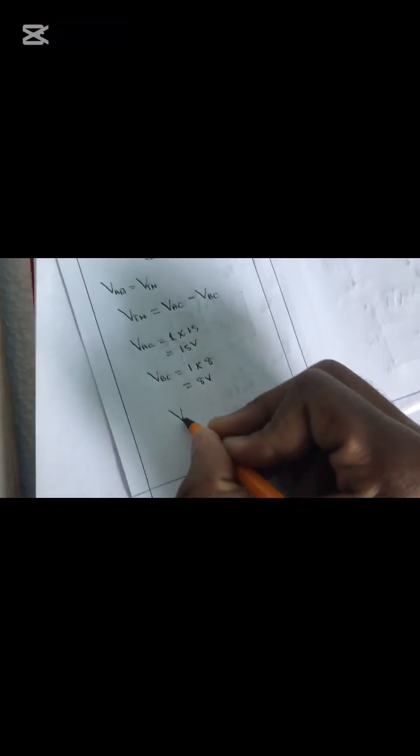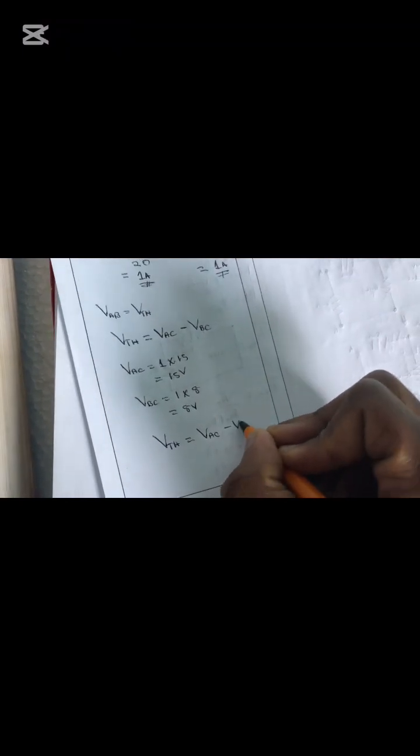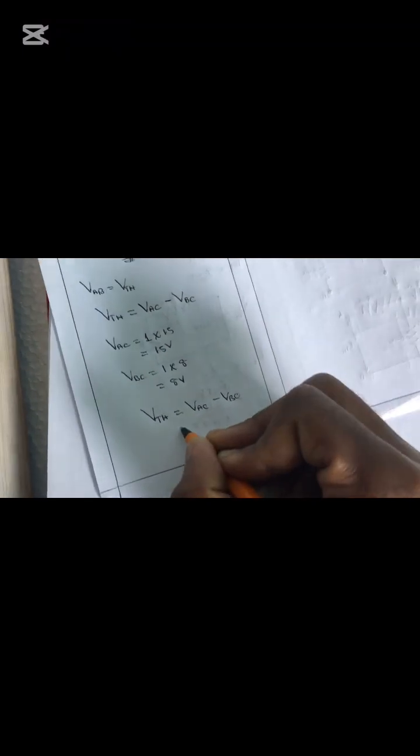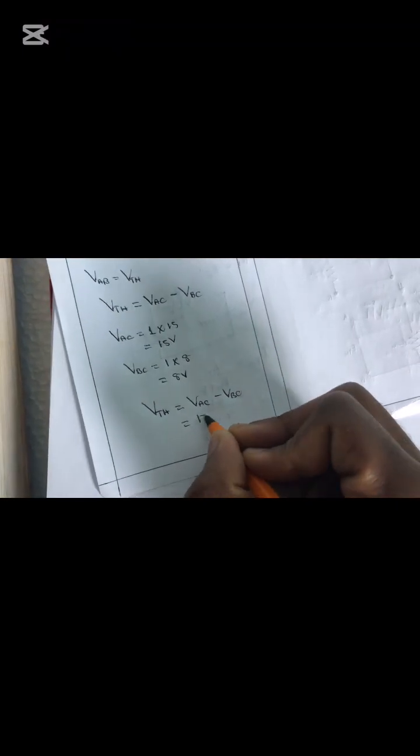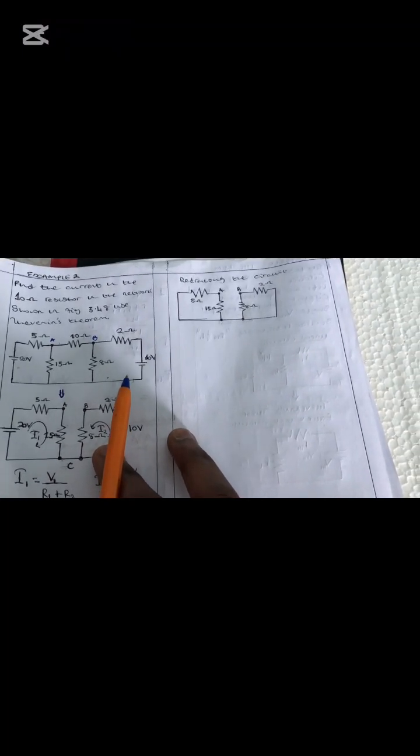So the Thevenin voltage is equal to, we said VAC minus VBC, which is equal to 15 volts minus 8 volts. Our answer is 7 volts. So this is our Thevenin voltage. Since we are done finding our Thevenin voltage, now we have to find our Thevenin resistance.